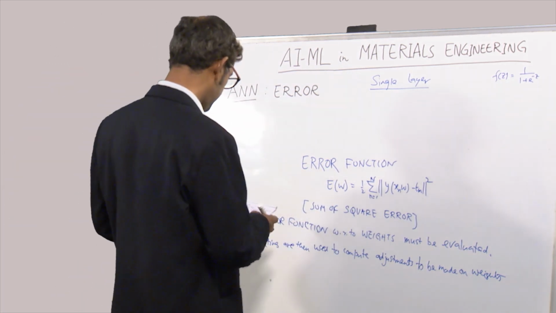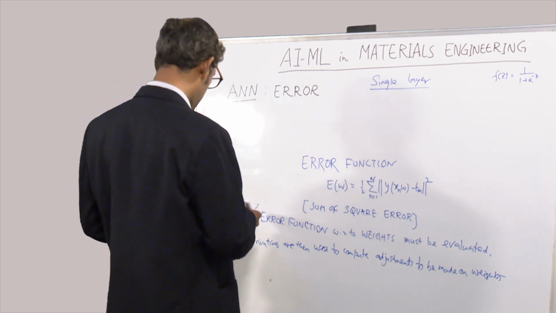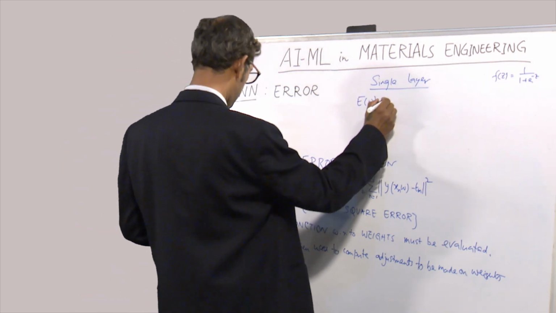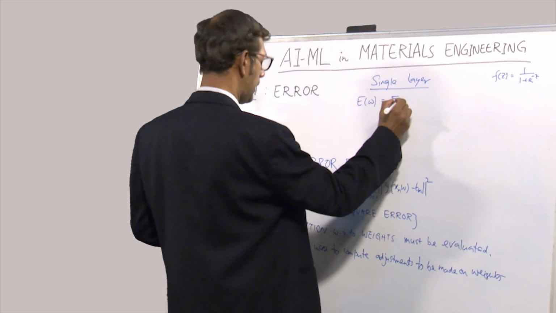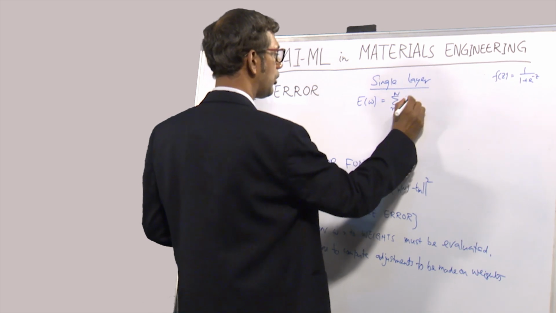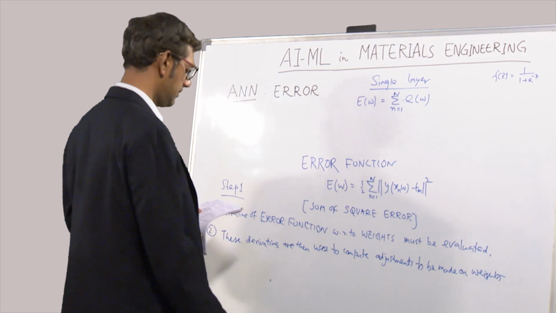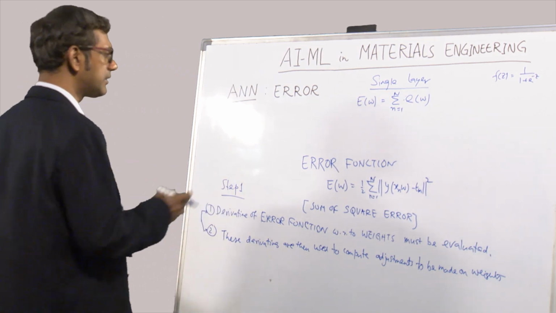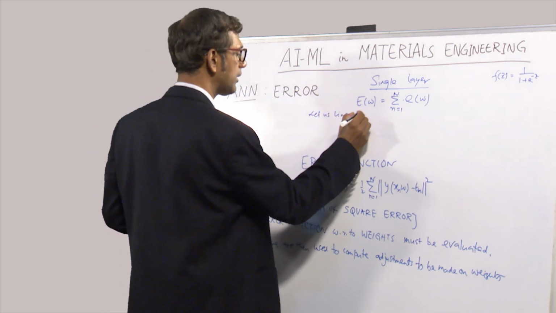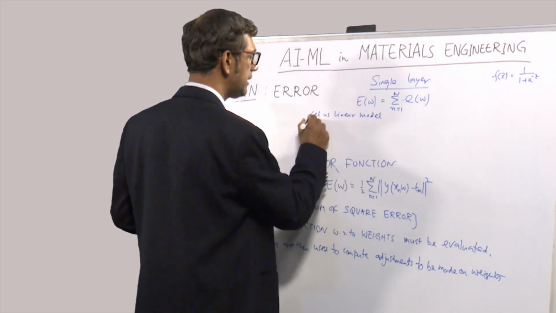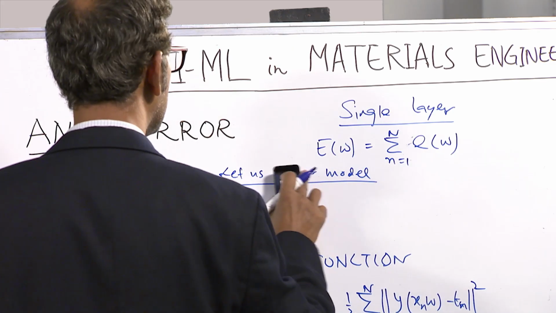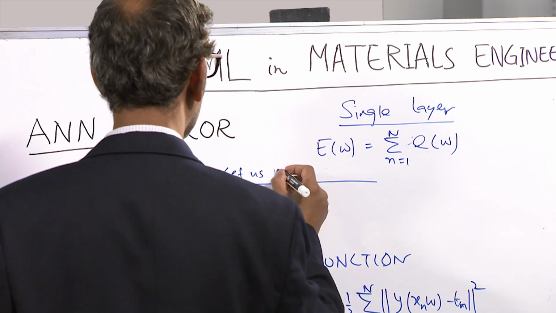Now the function is comprised of a sum of terms, one for each of the data points in the target. So E(w) is nothing but the summation from n equals 1 to N of small E_n(w), which is the error in each step. And let us consider a linear model. You can consider a non-linear one also, but for the sake of simplicity we consider a linear model.